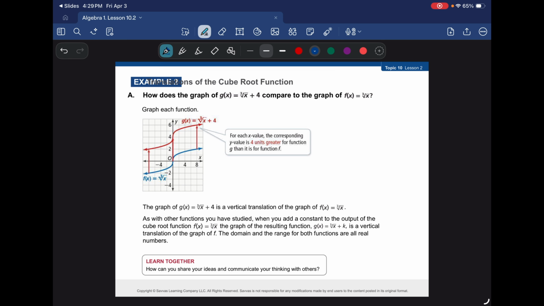Example 2, how does the graph g of x equals the cube root of x plus 4 compare to the parent function? So now we're going to look at translations just like we did with our previous functions and like we did in the previous video of square root functions. Let's look at the change. The change is happening outside the parentheses. The change is happening to the output. So this means it is a vertical translation. I am shifting the graph vertically. And we know, since it's positive, I'm going to move every output up 4 units. So you can see in the graph that the function g of x is shifted up 4 units from the parent function.